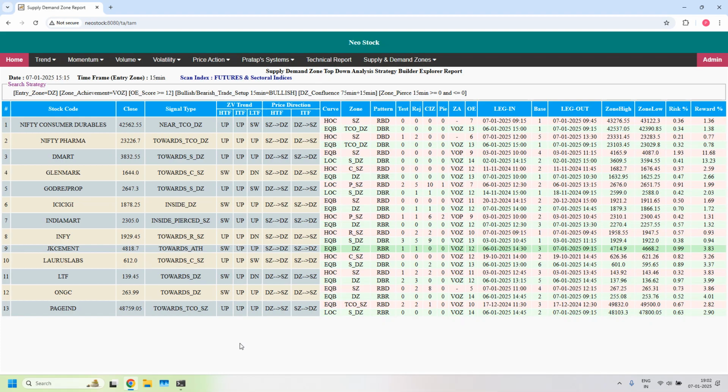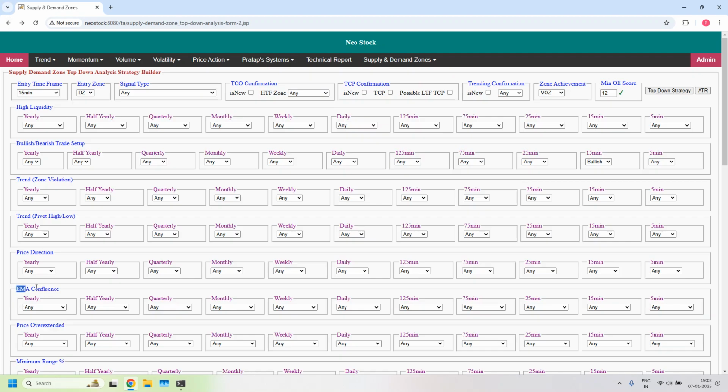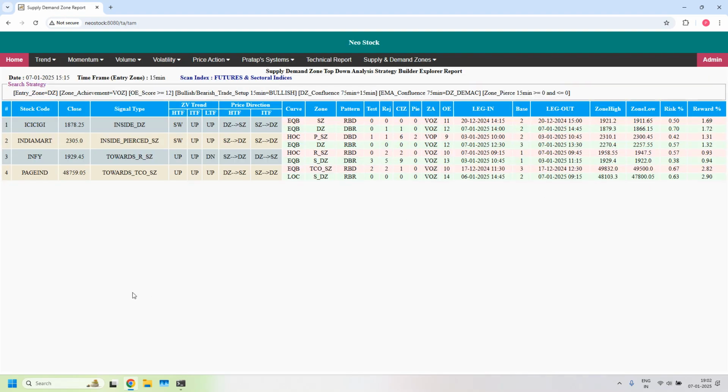If any of these 75 minutes demand zones are having daily EMA confluence, they are even more high probability setup. Let us verify in the EMA confluence at 75 minutes. Why 75 minutes? Because 15 minutes demand zone is part of the 75 minutes demand zone. That's why we are looking for 75 minutes demand zone having daily EMA confluence. With this filter, 4 stocks are filtered, including Infosys.